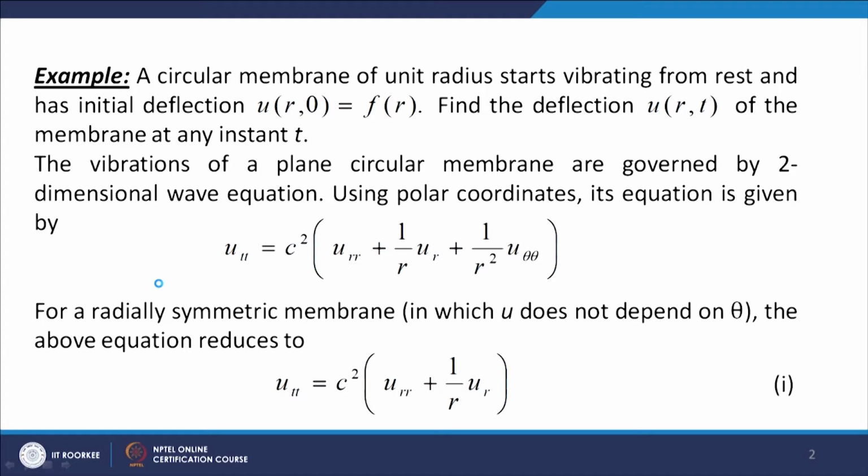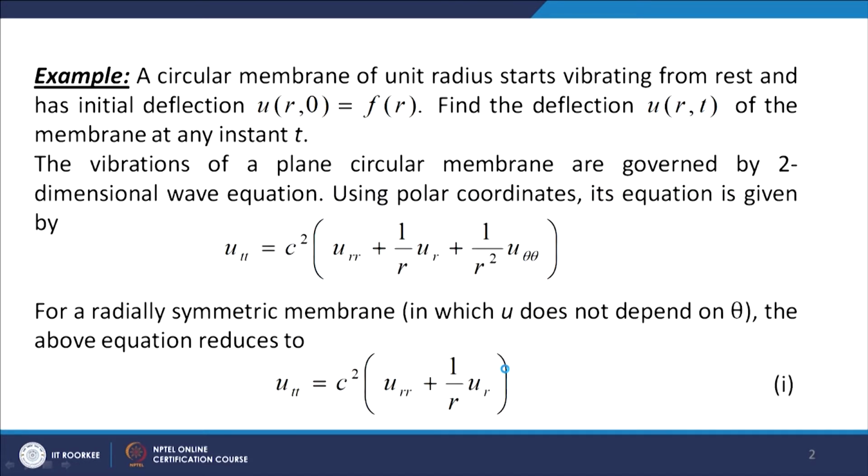Now the vibrations of a plane circular membrane are governed by the two-dimensional wave equation. Using polar coordinates, as you know, its equation is given by u_tt equal to c square times (u_rr plus 1 by r u_r plus 1 by r square u_theta theta). Now for a radially symmetric membrane, which is what we are considering, u does not depend on theta, and therefore the above equation reduces, the term containing u_theta theta becoming 0, and we shall have u_tt equal to c square times (u_rr plus 1 by r u_r).